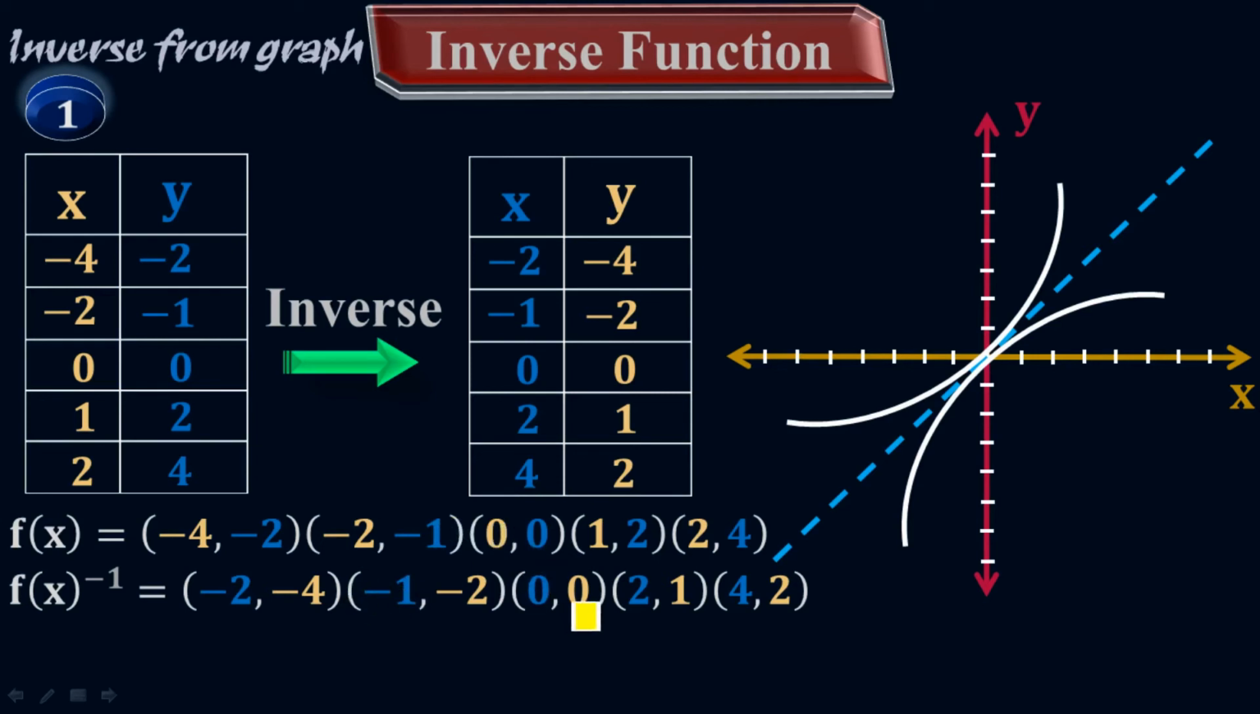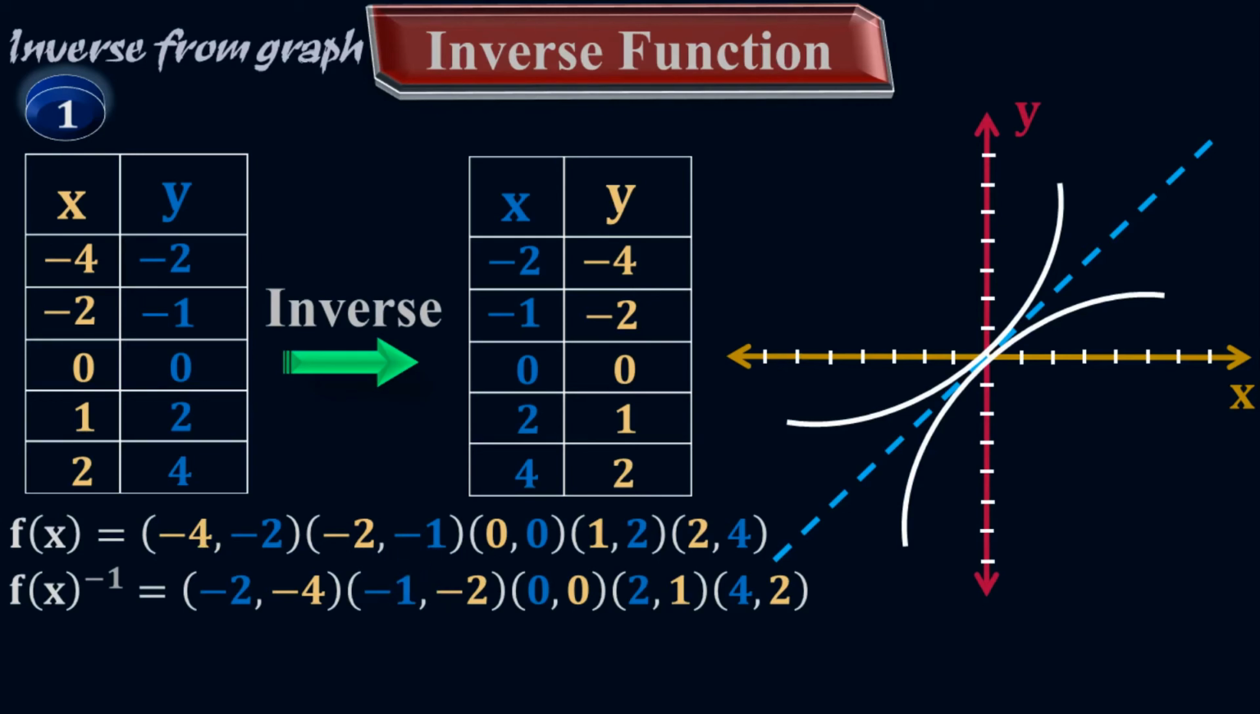This x equals 0 becomes y, and this y equals 0 becomes x. Similarly, in the original function, my x value is 1. So this 1, which is the x value for the original function, becomes the y value for the inverse function. This 2 is the y value for the original function, which becomes the x value for the inverse function. Similarly, the x value for the original function is 2 here. This 2 becomes the y value for the inverse, and this 4 is the y value. It becomes x for the inverse. So we are just switching the x and y values between the original and inverse function.